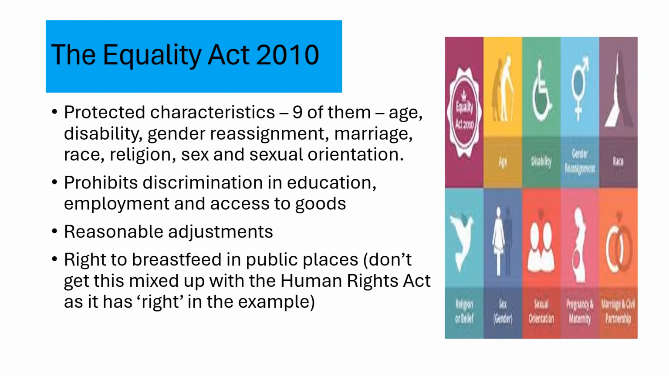The Equality Act prohibits discrimination in education, employment and access to goods. Reasonable adjustments should be made in a workplace if somebody has a disability. And there is a right to breastfeed in public places, but don't get that mixed up with the Human Rights Act, because again, it says rights, and I did say anything of rights would go with the Human Rights Act. So yeah, don't get confused on that one.